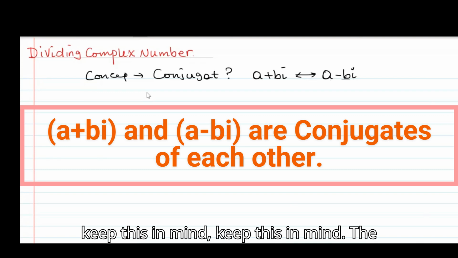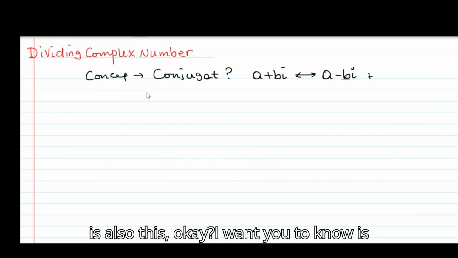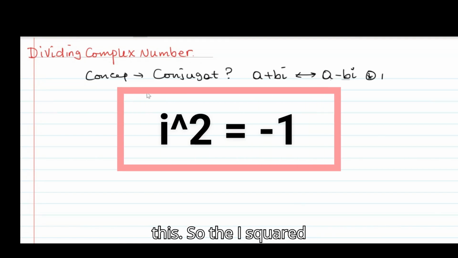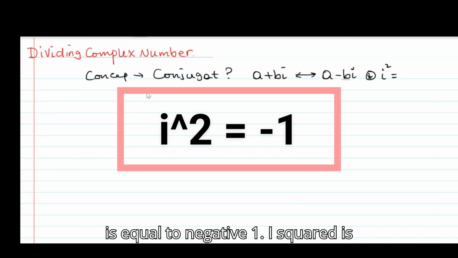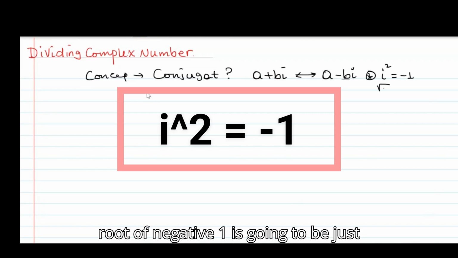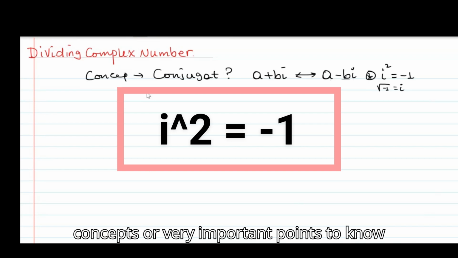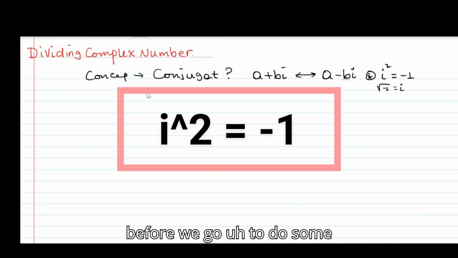The other important thing I want you to know is this: i squared is equal to -1. In other words, the square root of -1 is just i. These are very important points to know before we go to do some problems.